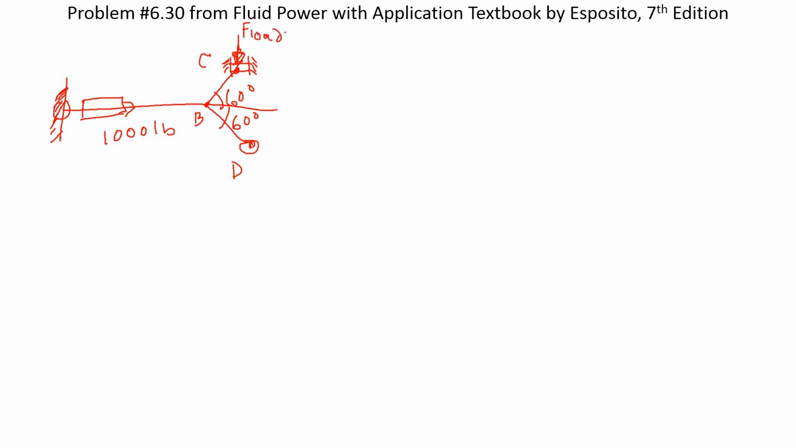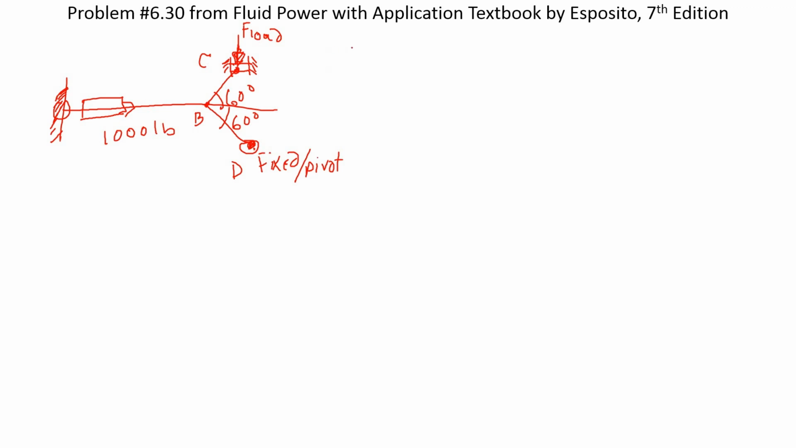So the question is asking how much load you can move by this application. And this is fixed right here, or you can say pivoted. So first thing, we need to find out the force on each of these arms translated by this 1,000 pounds.